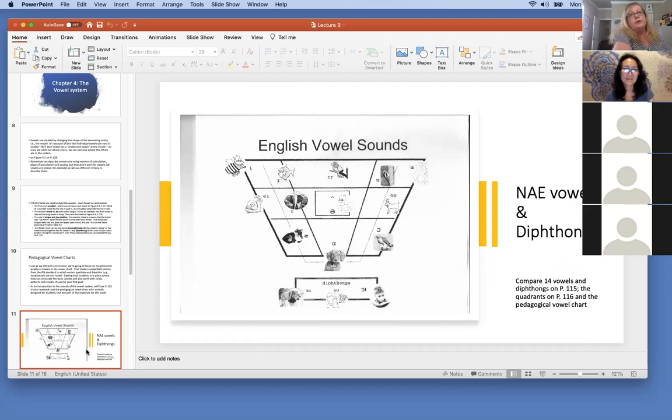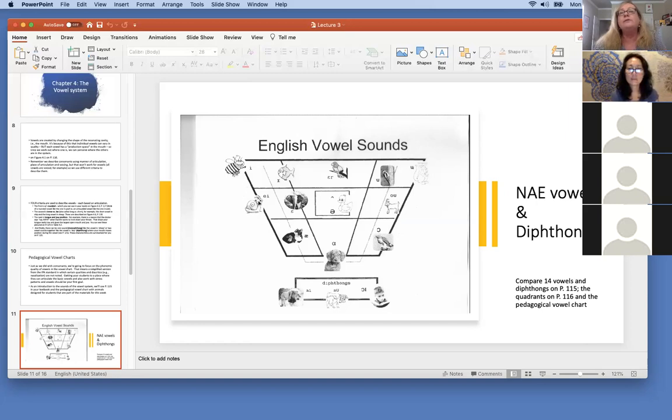In your book, which is why I've given you a separate copy of it, by the way, you've got it on page 115. That's their idea of the pedagogical chart, and we'll see that we include one more than they do on this chart. All right. So the way to do this chart is you can go all the way around your mouth.